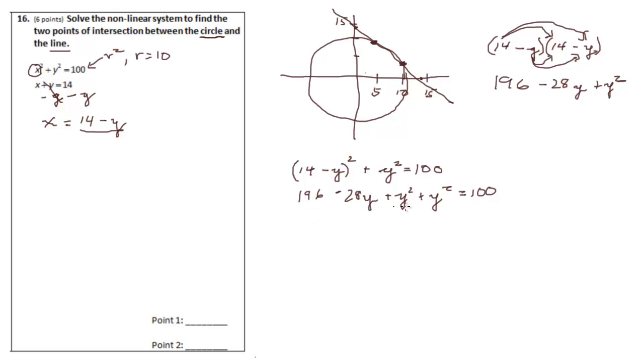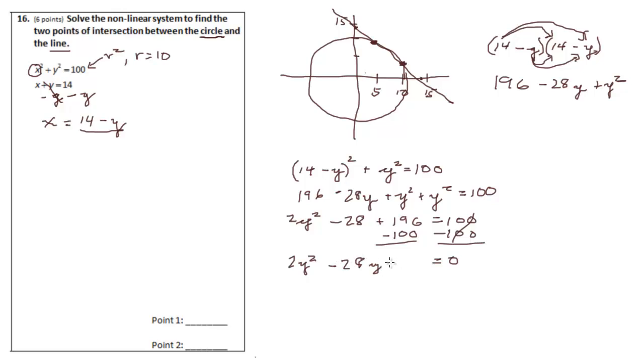Now, we'll simplify this. We'll put the y squares out front. We've got 2y squared minus 28y plus 196 equals 100. To solve this quadratic equation, we need to set it equal to 0, so we're going to subtract 100 from both sides. This is going to be 0, and this is 2y squared minus 28y plus 96.